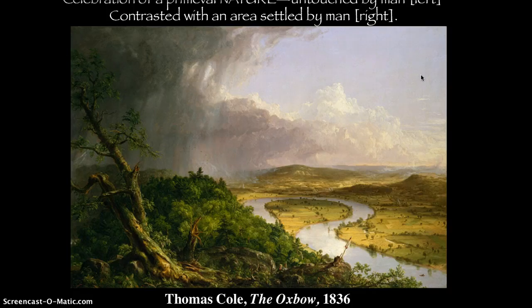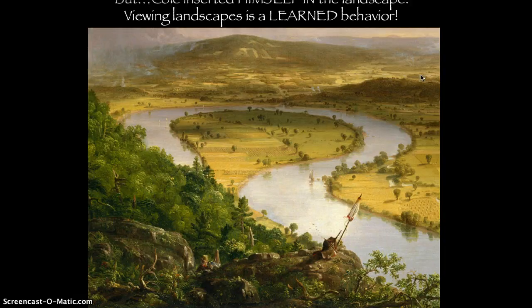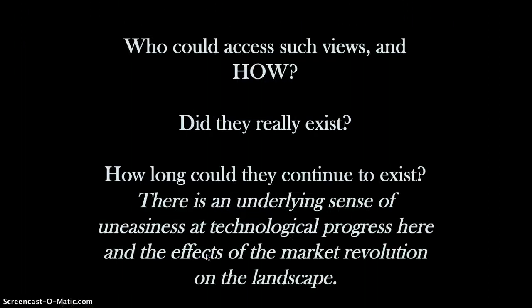And the Oxbow is one of Cole's most famous paintings. On the left, you can see an area untouched by man, and on the right, you can see an area settled by man, and it's an unsettling difference between them. Cole often put himself in the landscape, which represented this 19th century notion that viewing the landscape was, in fact, a learned behavior. And you can see him right down here painting, and you can see the trappings of his art up here as well. And so he's in the very natural, untouched part, looking on the settled part and the way in which industrialization and settlement affects the landscape itself.